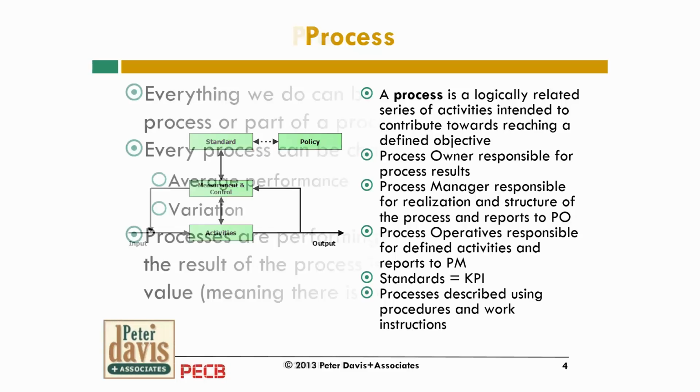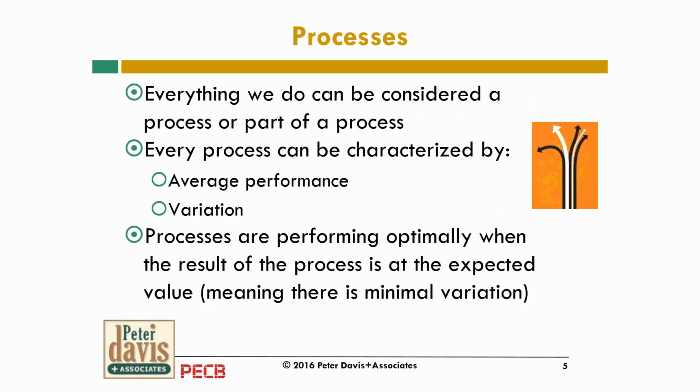So when we start to talk about processes in our organization, everything we do can be considered a process or part of a process. And what we're trying to do is to determine the nature of the process itself, such that every process can be characterized by its average performance, a mean, and also the variation around the mean. What we're trying to do in Six Sigma is to limit the variation around the mean.